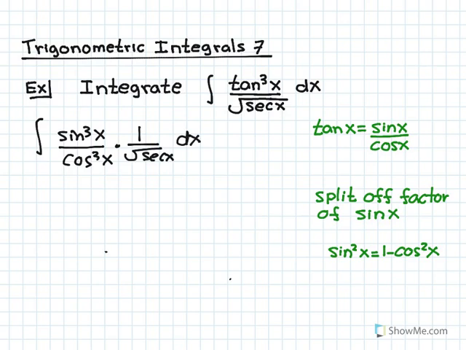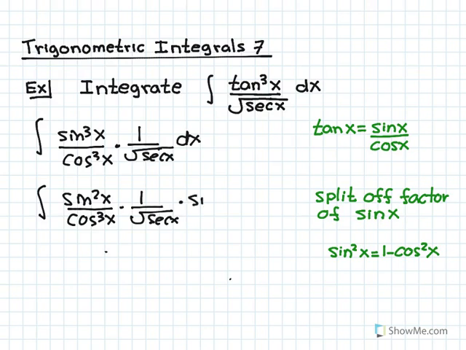Now, whenever you see an odd power, the best thing to do is to reduce the odd power by 1. So we're going to split off a factor of sine x. Let's write this as sine squared x over cos cubed x times 1 divided by root secant x times sine x dx.